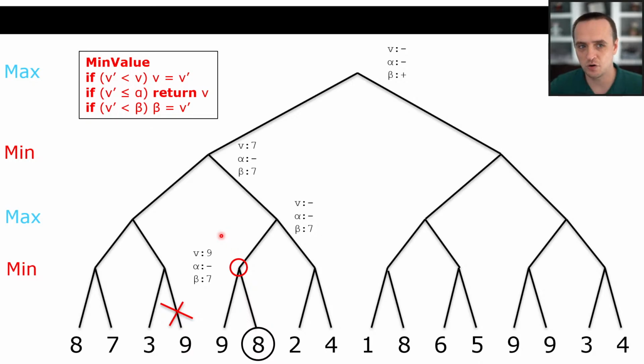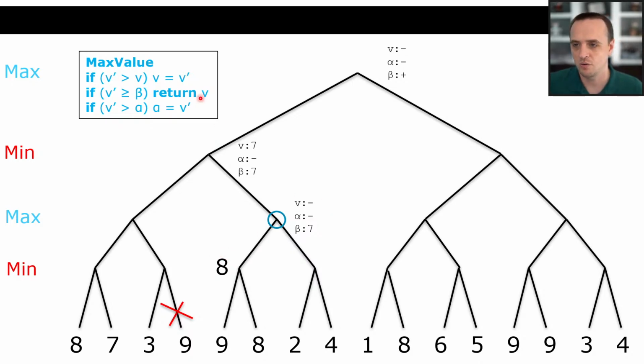Now we look at this one over here. I won't go through all those steps again, but essentially it's not a new beta, but it is a new value. So we set that value. And now we know the value of this node is an 8. Okay? So now we go through the maximizing step because we've seen this value. Is it a new v? Yes, it is, because it's greater than negative infinity. Is it greater than or equal to beta? Oh, look, it actually is.